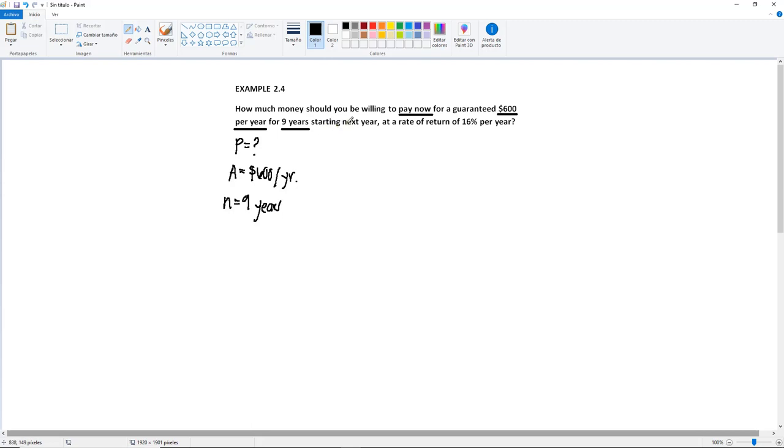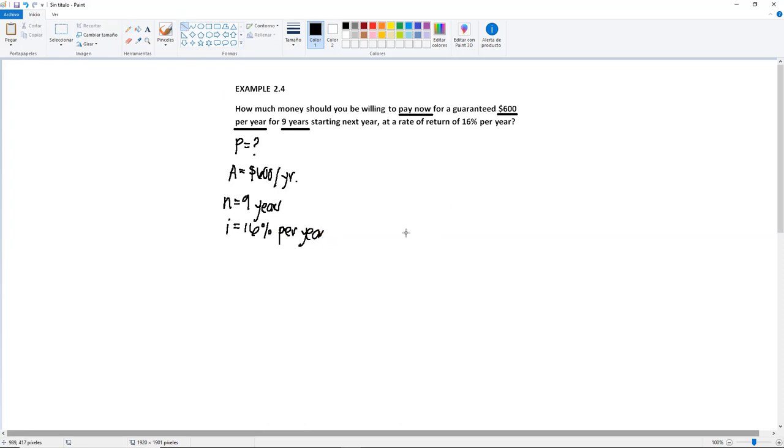Starting next year, you can also use that as part of the keyword for the annual, because remember that the A starts 1 year after the principal. So it has to start in year one. And then it says at a rate of return of 16% per year. You have your I, 16% per year.